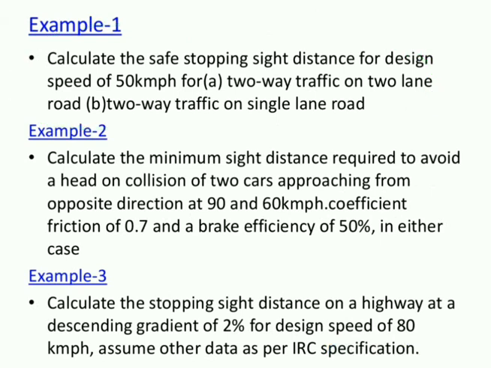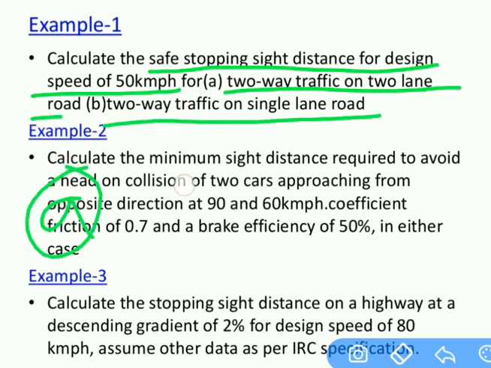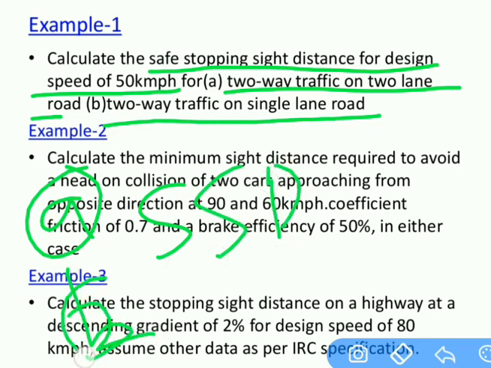I will try to do the first problem. Calculate the safe stopping sight distance for a design speed of 50 kmph for A, two-way traffic on a two-lane road, and B, two-way traffic on a single-lane road. What is the first question? Directly we want to calculate SSD. What is the second question? That is B, two-way traffic with a single-lane road. In this case, 2 into SSD will be the stopping sight distance. Clear?